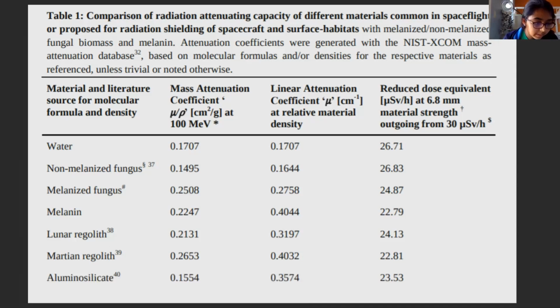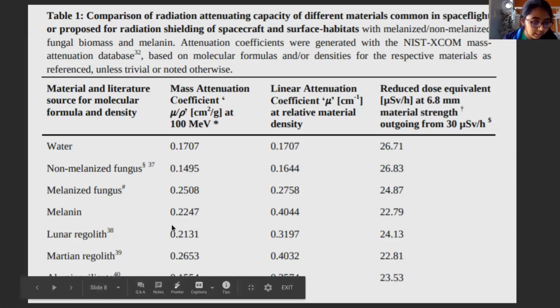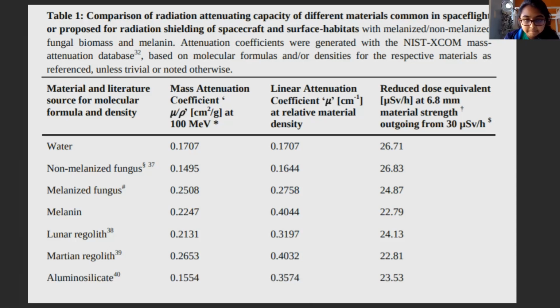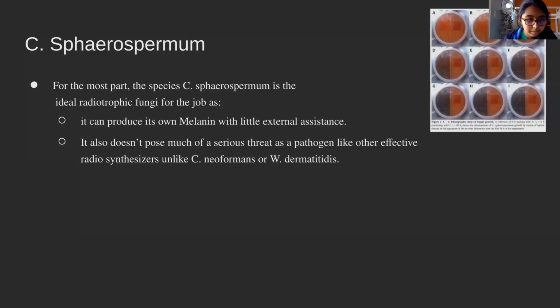And some experiments relating to passive radiation shielding and radiotrophic fungi involve this. This would be the most effective, as it's more effective than things like steel and bismuth, which are also more expensive. And the ideal organism for this is C. sparospermum, as it produces its own melanin with little external assistance. And there are many other radiotrophic fungi that can't do this without a substrate, like C. neoformans, which needs a substrate known as L-dopa, which is a precursor to melanin.